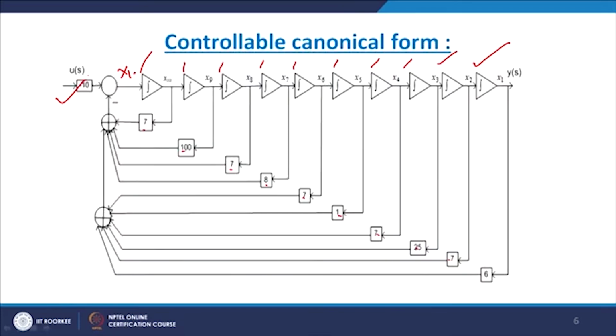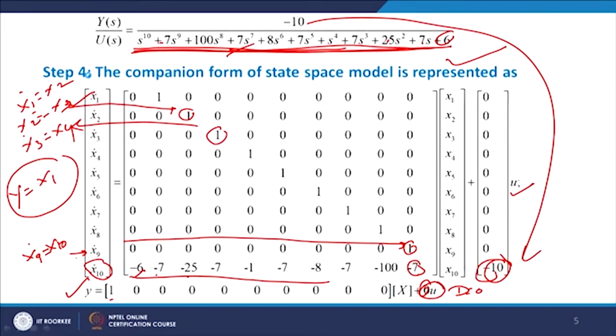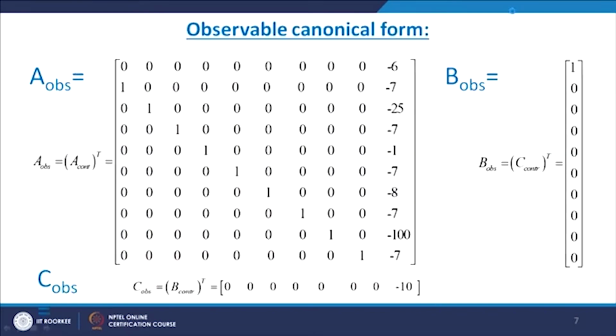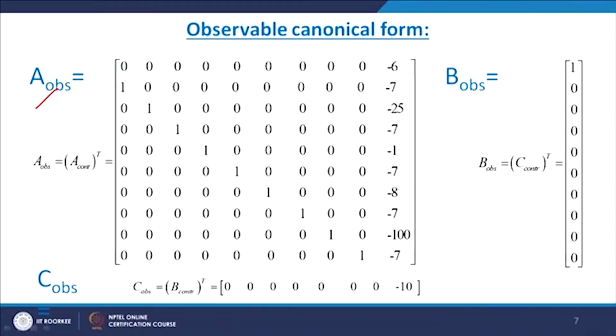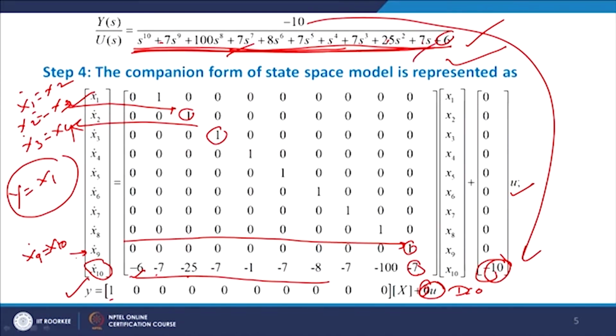So, Y(s) by U(s), this is nothing but these particular equations. Now, about the observable canonical form, last time I explained that the observable canonical form is also useful in state space analysis, particularly in checking observability. Also, when we need to design an observer, this type of form is useful.